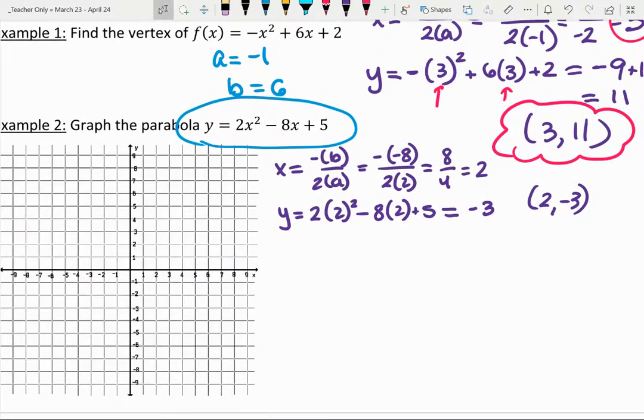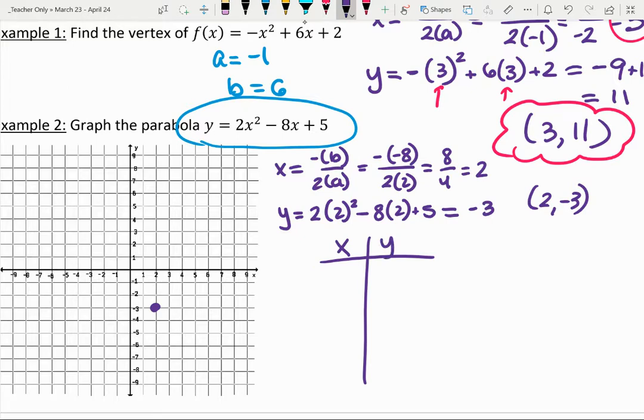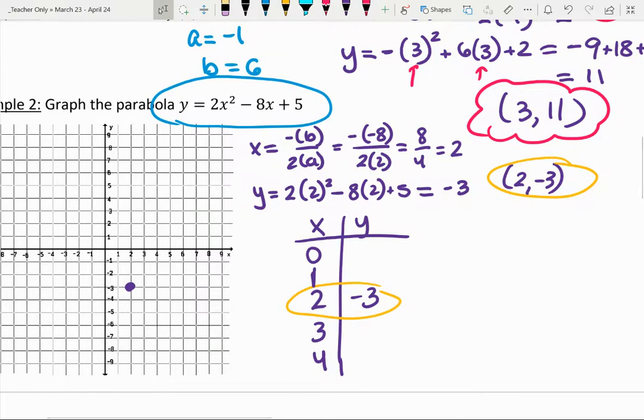So I could start by graphing that (2, -3). But just like yesterday, I'm going to use that vertex to start a table, and I'm going to put that vertex right in the center of my table, right? And use it to find other x values nearby. So this will look really similar to yesterday's work. We're substituting x values in and finding y values.